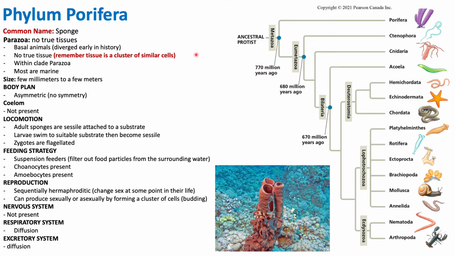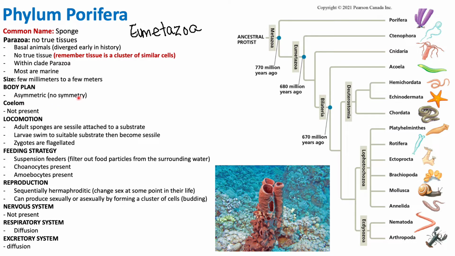Now, there are two characteristics that are unique to Porifera, and that is they have no true tissue and they are asymmetrical. These two characteristics are only exhibited by the Porifera in all of the other species we are going to learn about. Since the phylum Porifera have no true tissue, they are referred to as Parazoa. Parazoa simply means no true tissue. The opposite of Parazoa is Eumetazoa, and Eumetazoa means true tissue organisms.